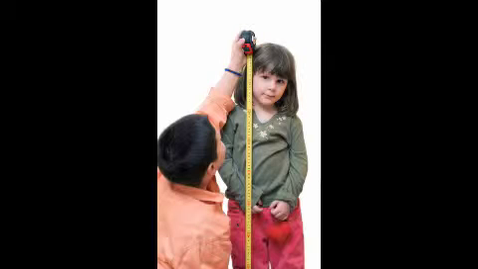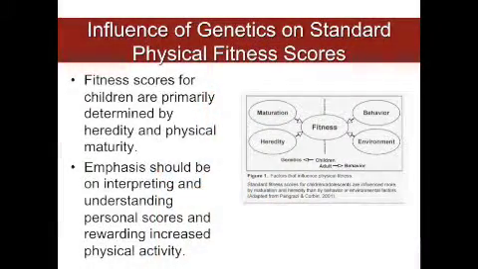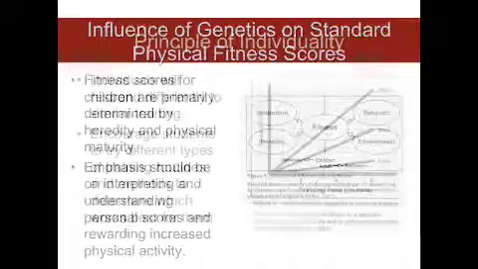For example, the practice of using fitness norms for ranking and grading purposes or as an activity measure often results in students comparing with one another. This results in discouragement and frustration. Alternatively, students should be given information on how to interpret their personal scores and what they mean, with a focus on rewarding increased physical activity.